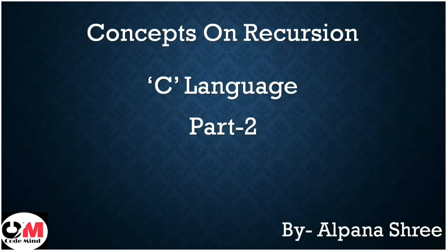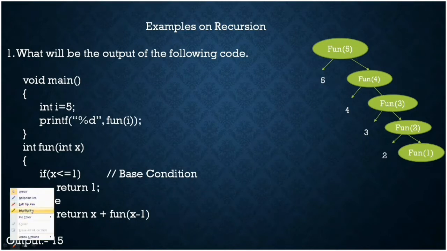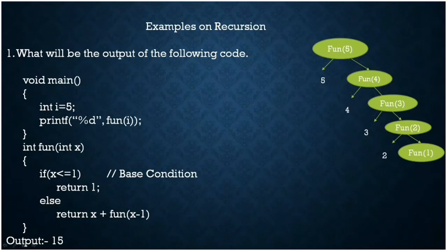Let's start with our topic. So, examples on recursion. Our first example is: what will be the output of the following code? Given here: void main, int i equals 5. i is a variable of integer type to which we assigned the value 5. So printf %d fun of i. Here we are calling the function.